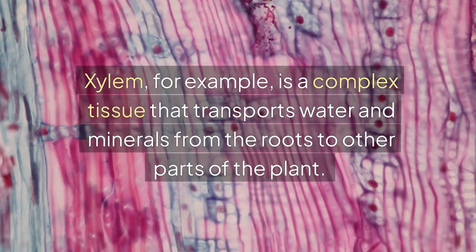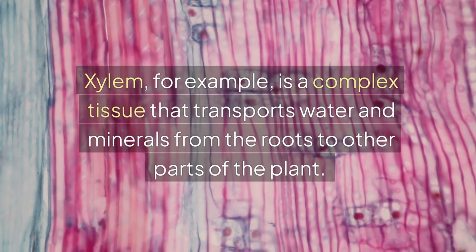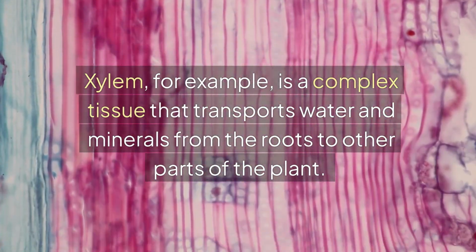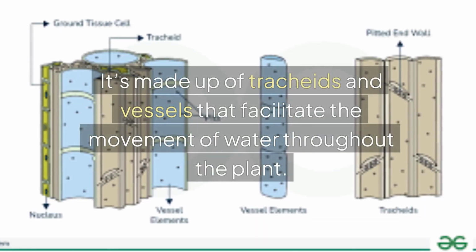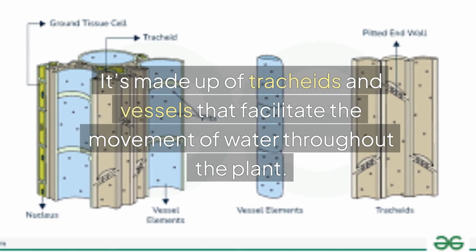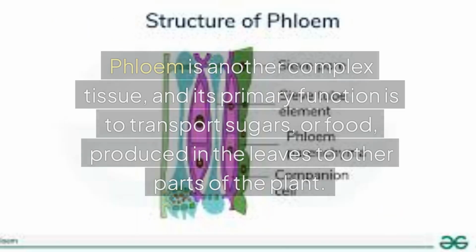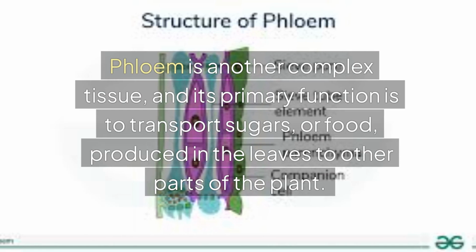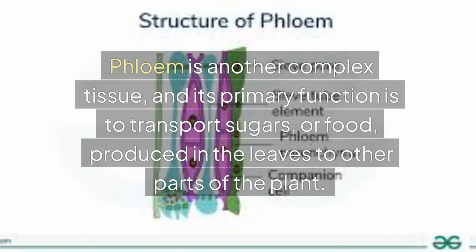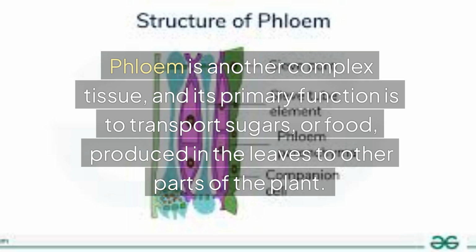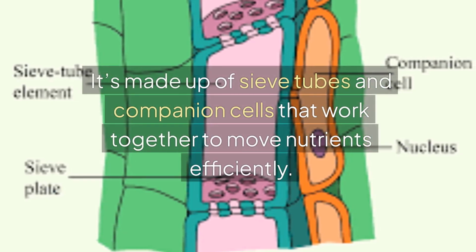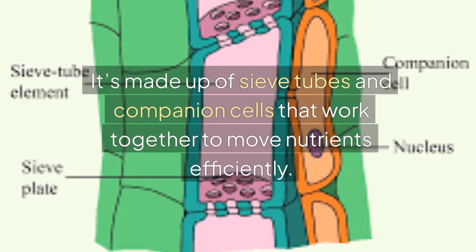Xylem, for example, is a complex tissue that transports water and minerals from the roots to other parts of the plant. It's made up of tracheids and vessels that facilitate the movement of water throughout the plant. Phloem is another complex tissue, and its primary function is to transport sugars or food produced in the leaves to other parts of the plant. It's made up of sieve tubes and companion cells that work together to move nutrients efficiently.